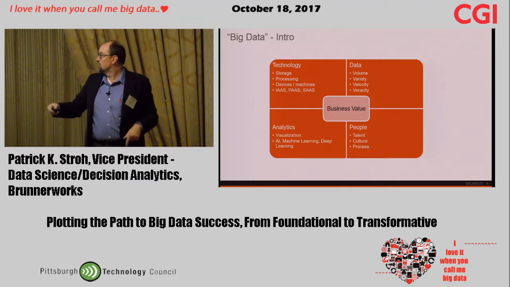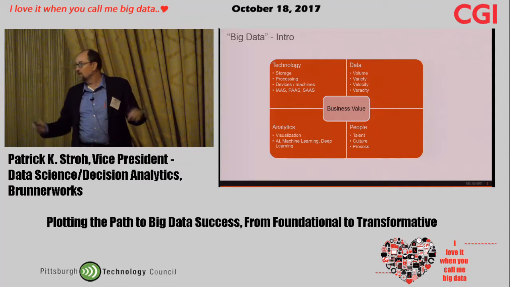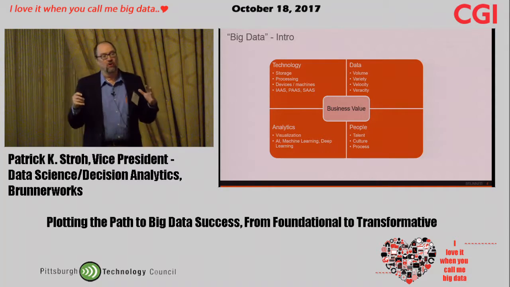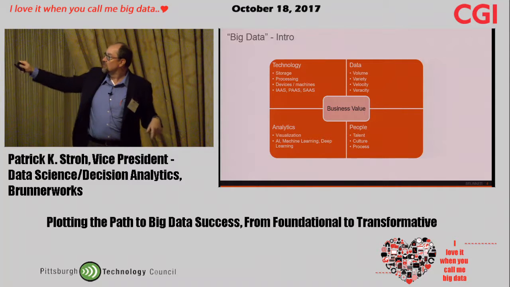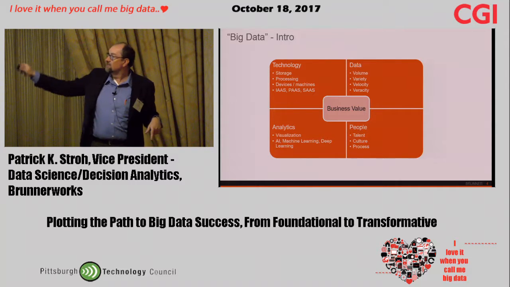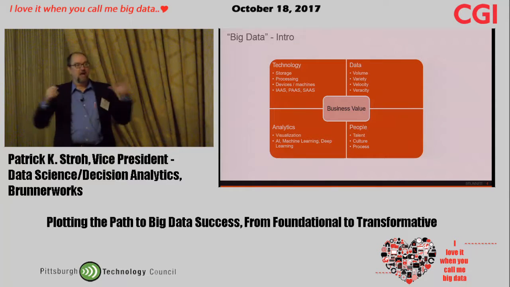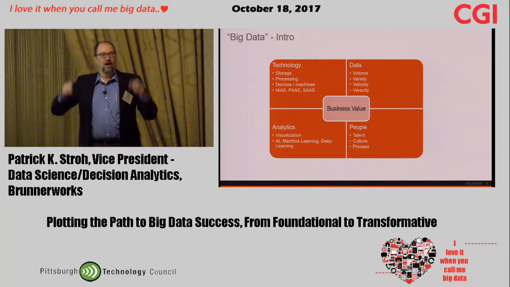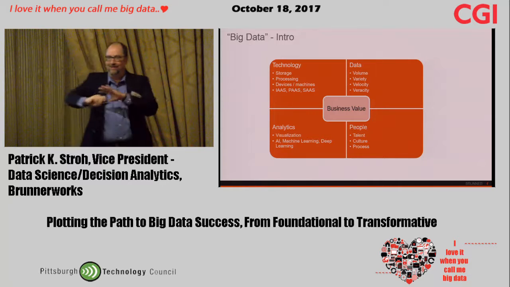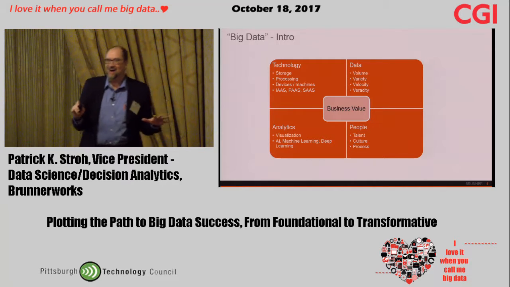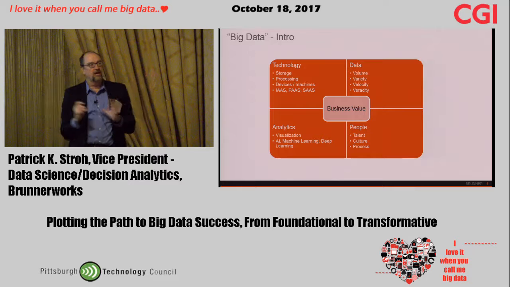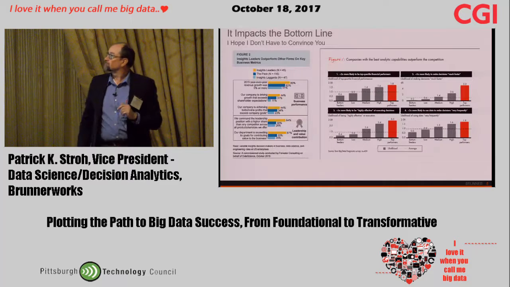Talk a lot about visualization and AI and machine learning and things like that, as well as the people in the process. So a big data solution has all of those kinds of components working together. So if you came here for me to focus on Hadoop and how to get a Hadoop cluster on, that's not what I'm going to talk about. What I'm going to focus on is coordinating all of these different pieces.